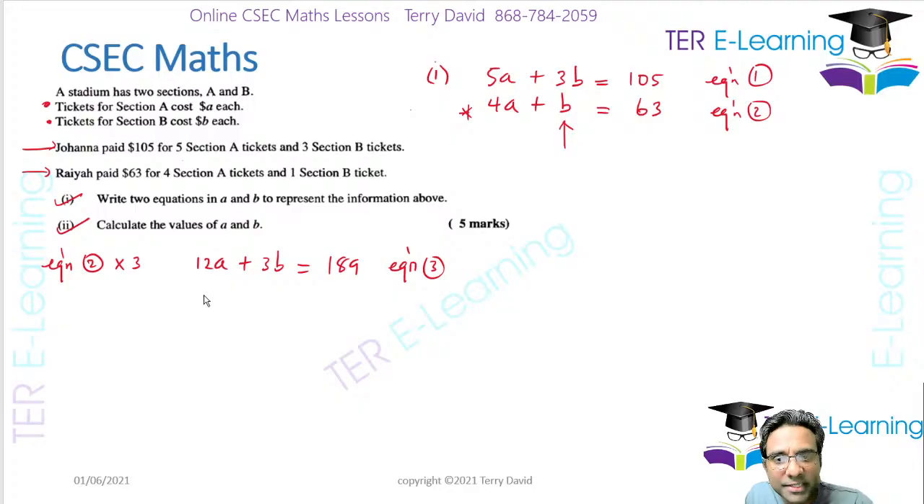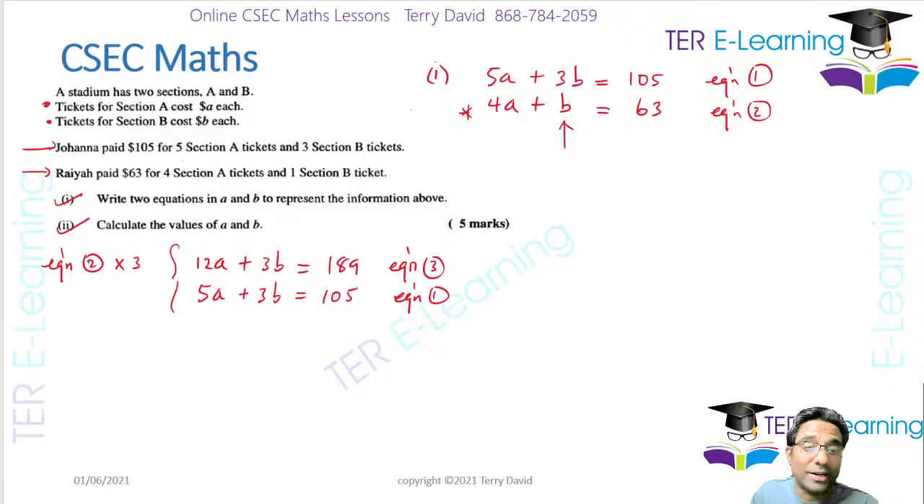And my first equation is this: 5a plus 3b is equal to 105. And this is my equation 1. Now, if I want to eliminate the b, should I add these two equations or should I subtract them? That's one of the things that gives students trouble. Should I add or should I subtract in order to eliminate b?